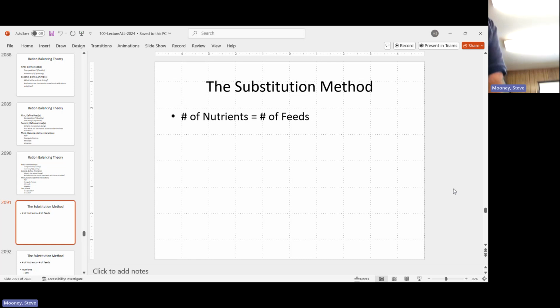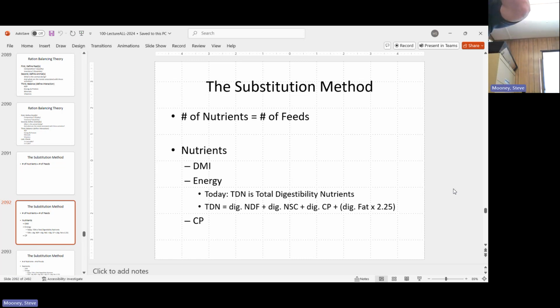We're going to use the substitution method, and we're going to learn it manually first. The thing about the substitution method is you need to balance for as many nutrients as you have feeds. So if you got 3 nutrients, you're going to need 3 feeds. You can imagine, as you'll see as we go forward, it's ridiculous to start to do this by hand for 6 different feeds. So we're going to stick with 3 and 3.